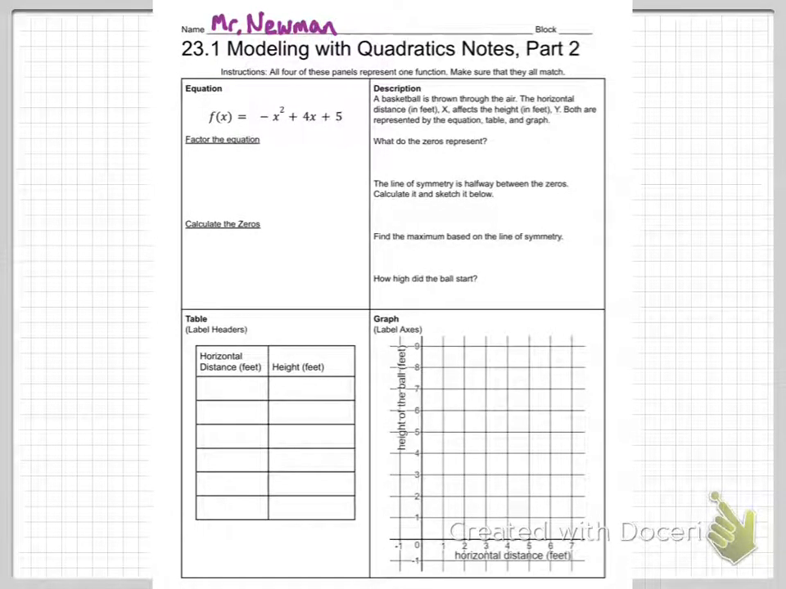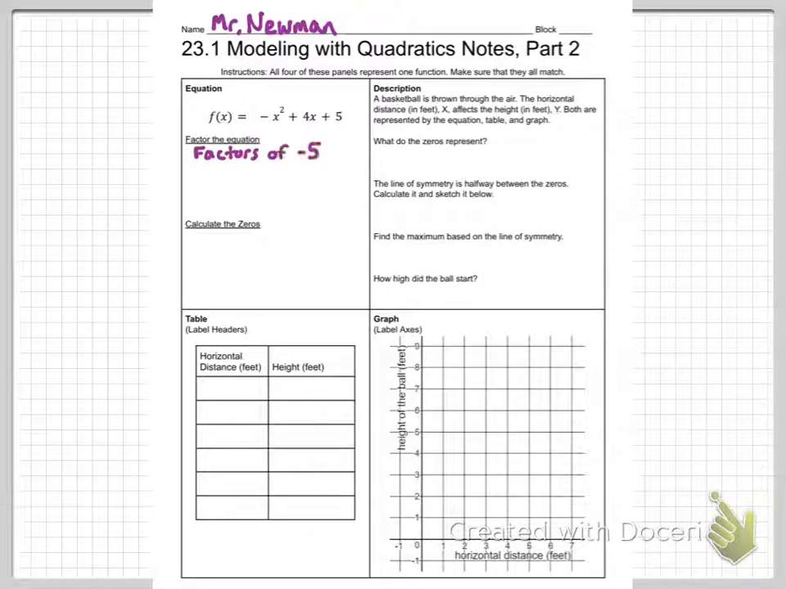Hey everyone, Mr. Newman here, and today we're going to pick up another video on modeling with quadratics. This time we're going to use what we know about factoring and the quadratic formula and use that knowledge to better calculate the parabolas that are modeling our situations.